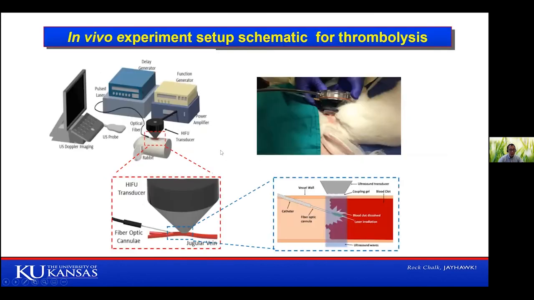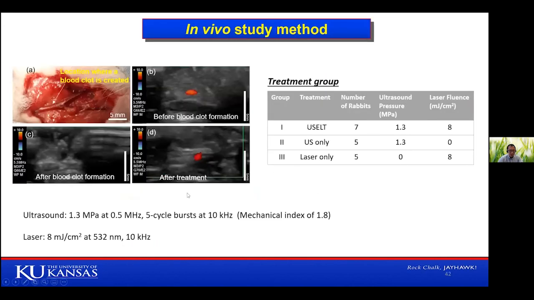So from there, there's some further experiment. We did an in vivo experiment on rabbits. We create this model on the rabbit's jugular vein: we expose the jugular vein and induce a blood clot in that region. Then we insert a catheter with a fiber into the blood clot and fire the laser, and also operate ultrasound from outside the body, non-invasively, synchronizing laser and ultrasound together to see what happens. In this particular experiment, we worked on 17 rabbits. Those are the group information.